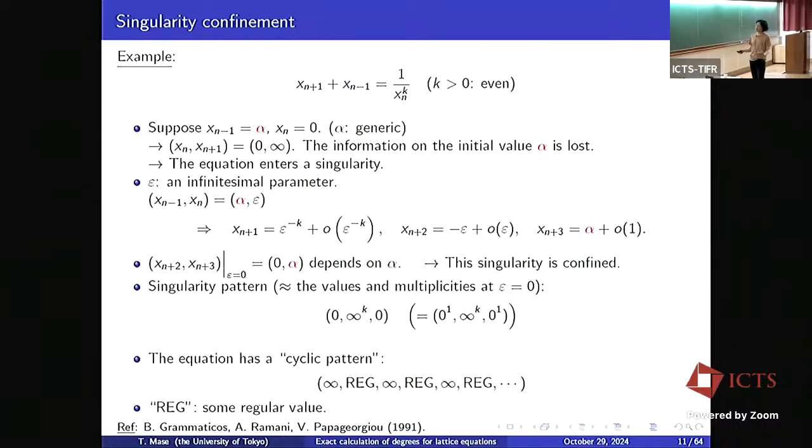So if you have this pattern, you have to start with a special initial condition, like x0 equals infinity or x1 equals infinity. But this continues forever, and also in the opposite direction. But this is not a singularity in the strict sense, because the degree of freedom of every pair is 1. So this is not a singularity, but this pattern is really important in the next page.